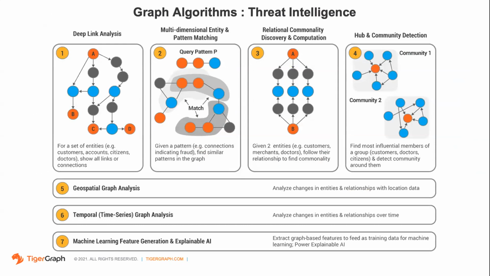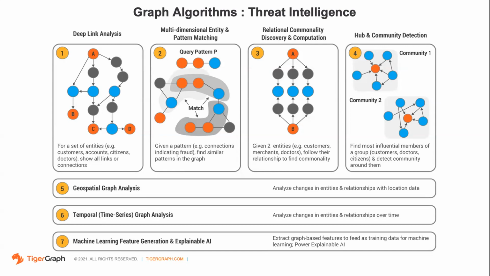Now, when you think about graph algorithms, this is really where the threat intelligence comes in. We can do everything from our deep link analytics that I mentioned. We can do relational commonality. We can do hub and community detection. We can do geospatial graph analysis. So we have the ability to identify where things are, how things are communicating, what relationships exist. Given two entities, follow their relationship and find a commonality in them.